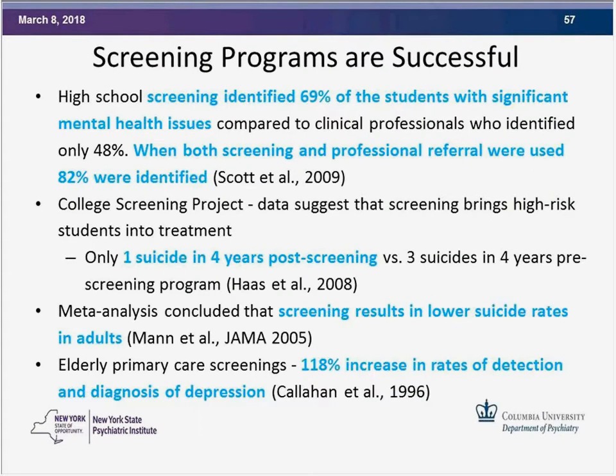Screening in high schools has been shown to better identify students with mental health issues compared to just allowing the clinical professionals to screen on their own with no tool. And when both were used, it was extremely effective. And in colleges, screening has shown reductions in suicide. In primary care settings, they've increased detection of depression and other issues.